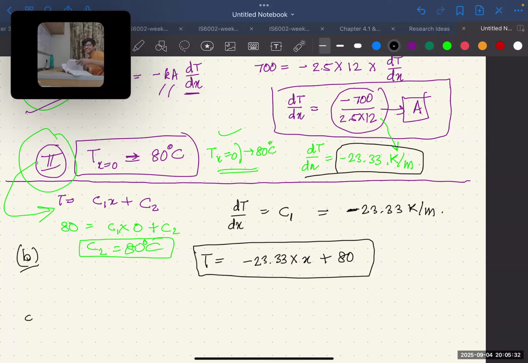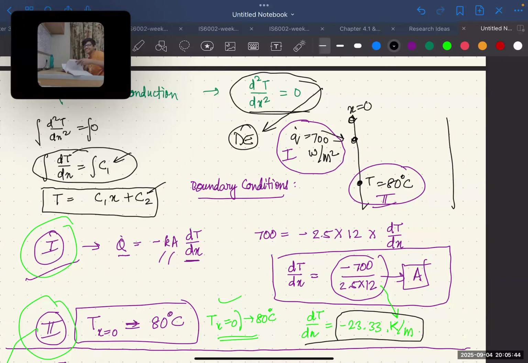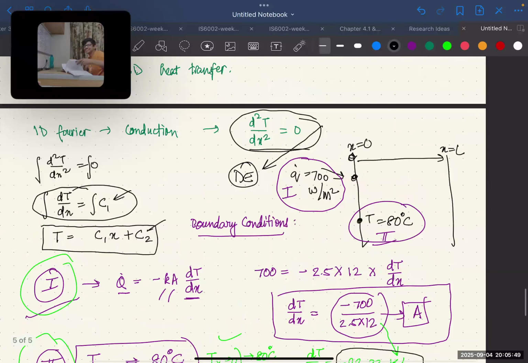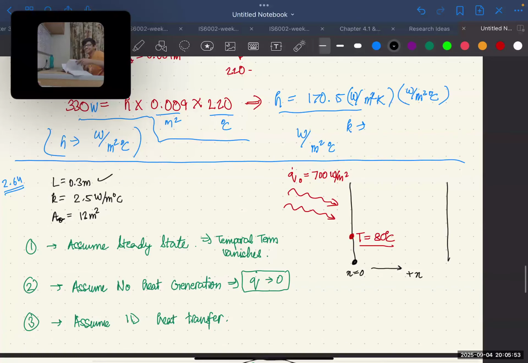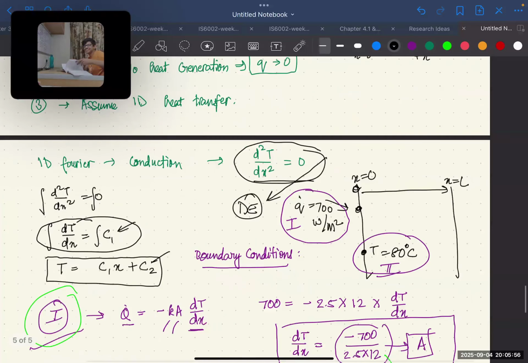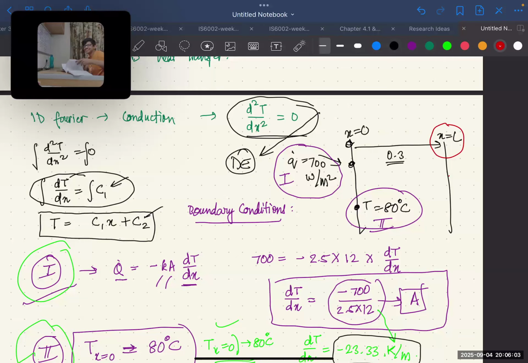Now coming to the C part. In the C part, they are asking us to evaluate the temperature of the right surface of the wall at x equal to L. So this is x equal to 0 and this is x equal to L. And how much is this length? They have given the length as 0.3 meters. So this one is 0.3. And they want us to calculate the temperature at x equal to L. What is the temperature here?